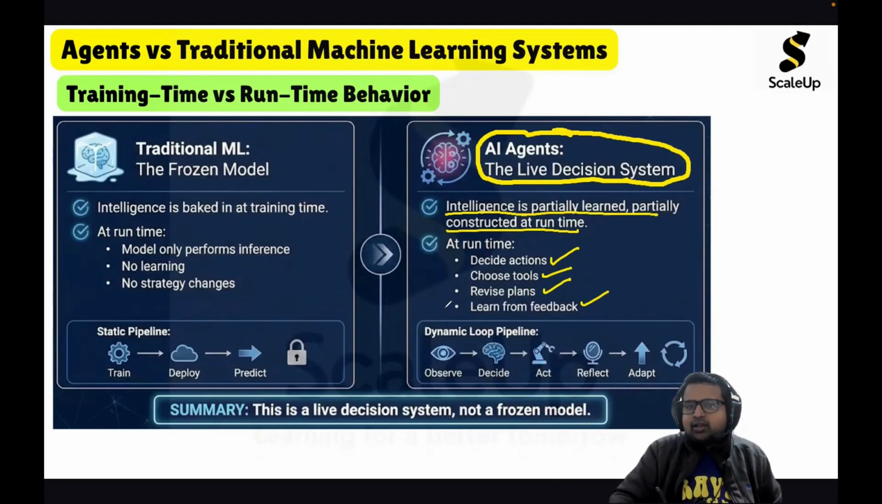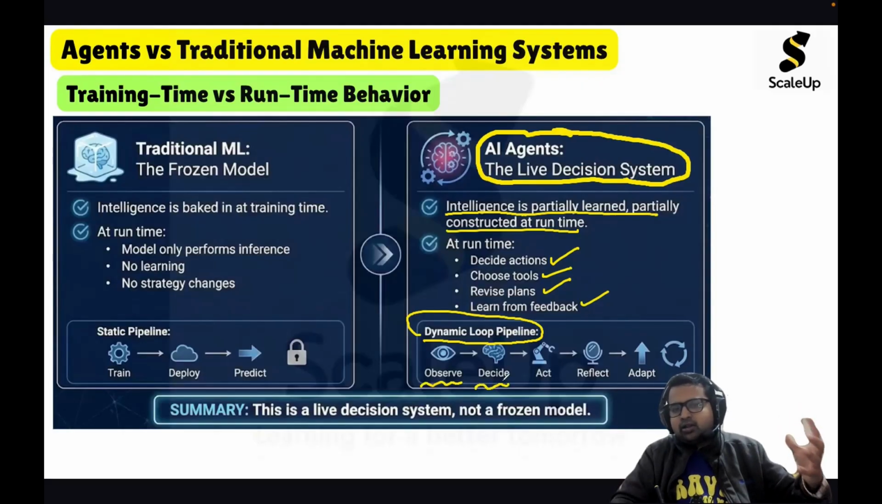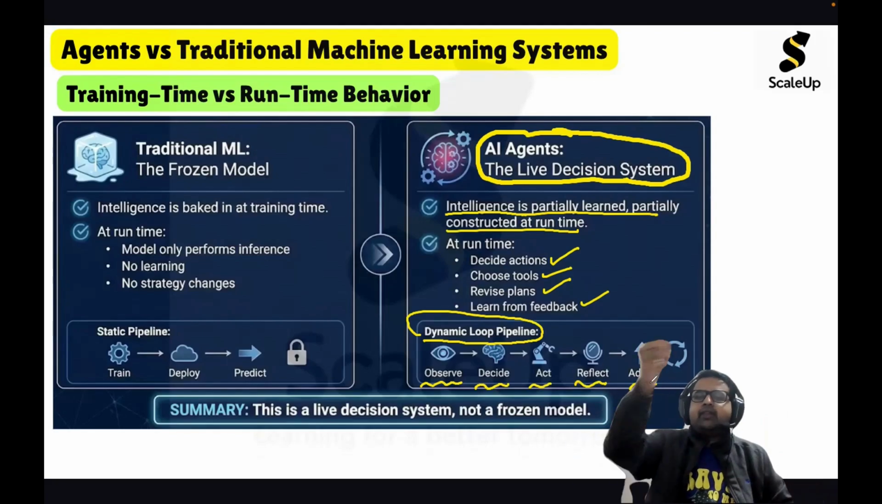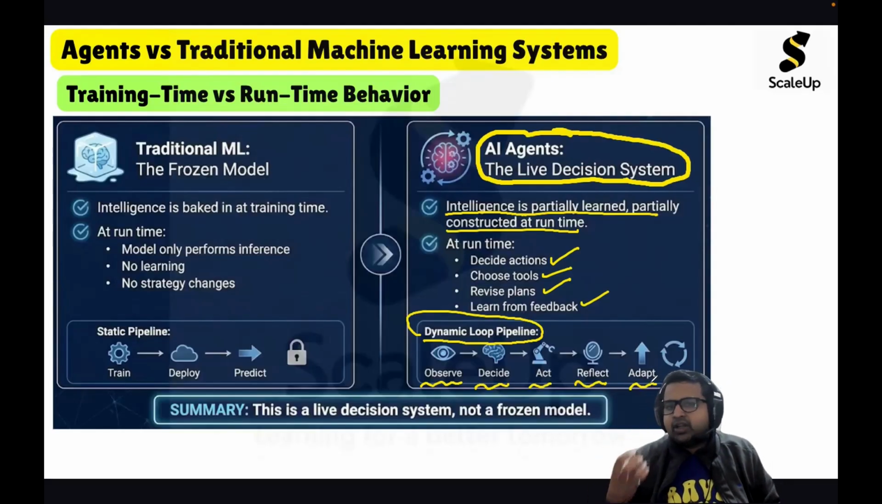Hence, for AI agents, it is a dynamic loop pipeline wherein they constantly keep observing, which is perception. They observe, then they decide and make the action plan, then they act on it, then they reflect, learning from the outcomes and revising the plans, which is the adapt step. Then once again they observe, and they keep on doing it until the goal is achieved. And hence we call AI agents a live decision system.